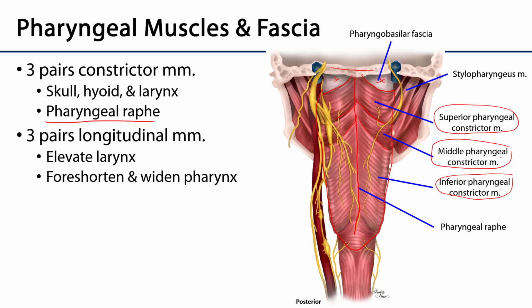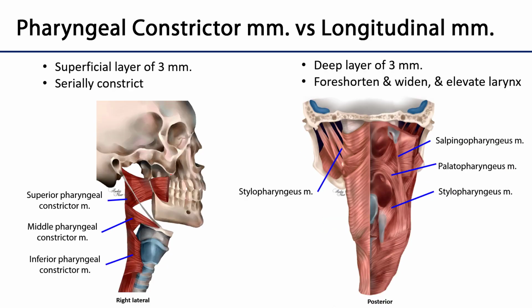These are more obliquely oriented, one of which we can see here. This is the stylopharyngeus muscle coming from the styloid process of the temporal bone down to the thyroid cartilage. These longitudinal muscles elevate the larynx, and when they do that, they both foreshorten and widen the pharynx. So they enable the pharynx to get larger and shorter so that foodstuffs can be moved along.